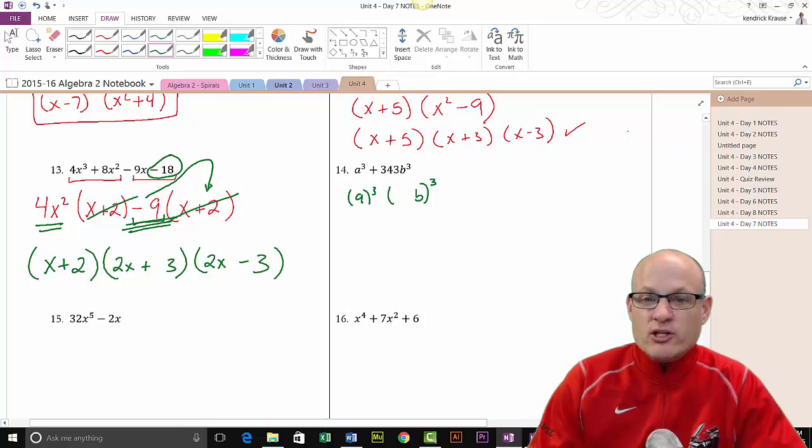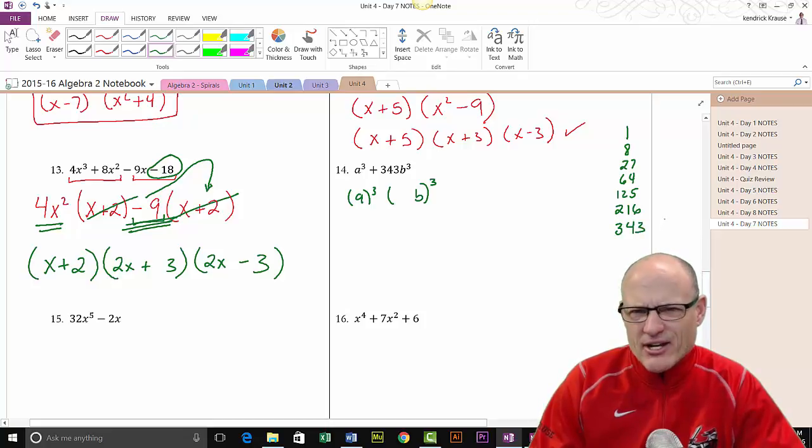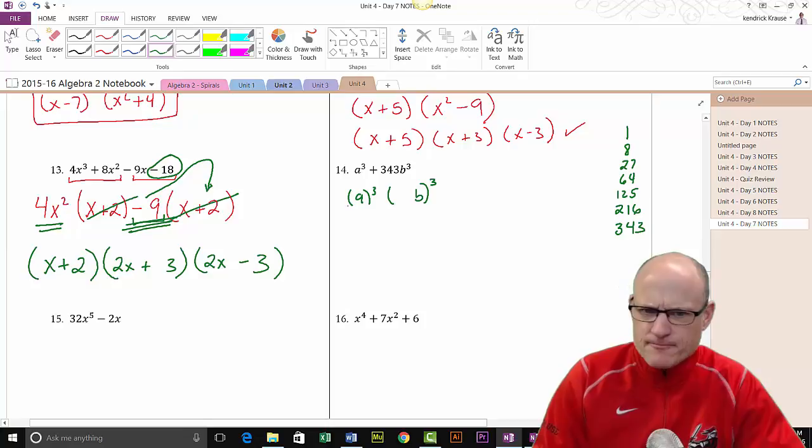Let's see. 1 cubed is 1. 2 cubed is 8. 3 cubed is 27. 4 cubed is 64. 5 cubed is 125. 6 cubed is 216. And 7 cubed is 343. I know you knew that. So this is 7. Oh, we got a plus here.